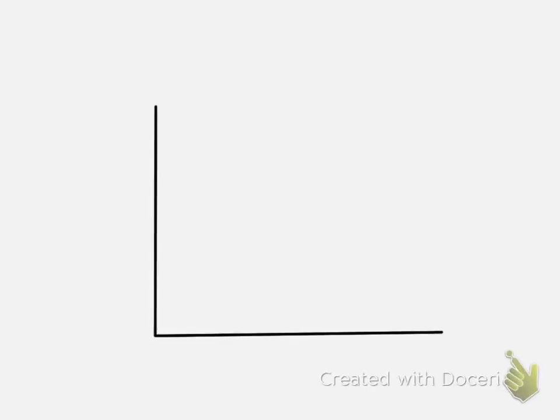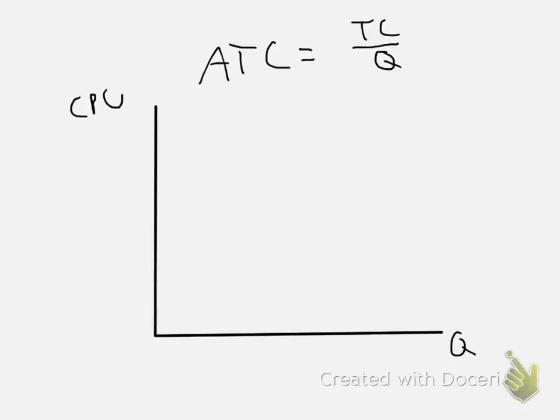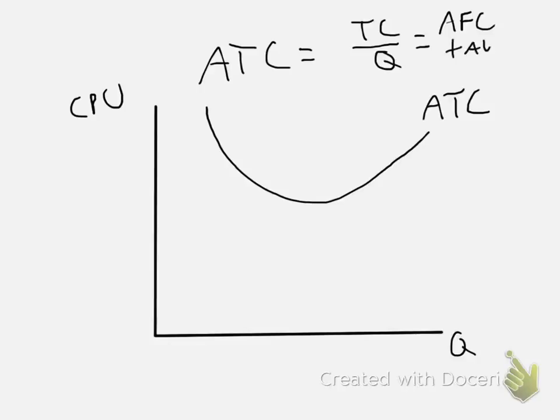Next up, we have our average total cost. So average total cost is equal to total cost divided by quantity. Label my axes, quantity on the x-axis, cost per unit on the y-axis. Average total cost also has this U shape, and it goes down and then it starts to come back up. So we will talk about why that is, and also its relationship to the other curves. We can also calculate average total cost as average fixed cost plus average variable cost.